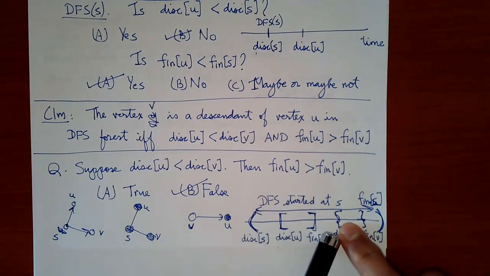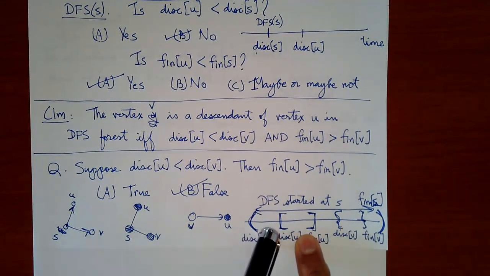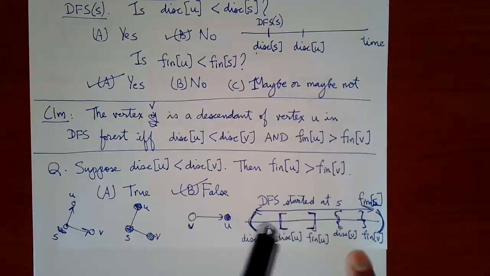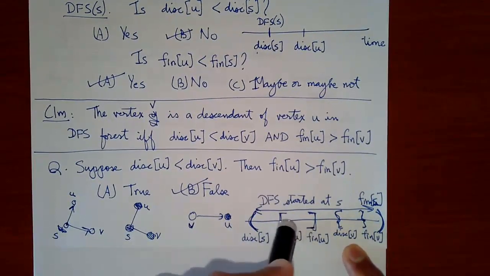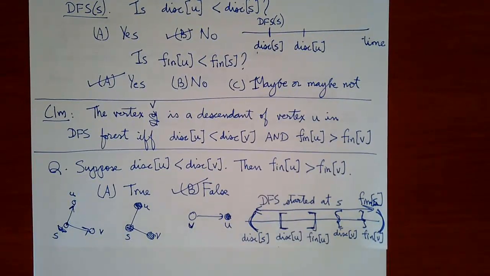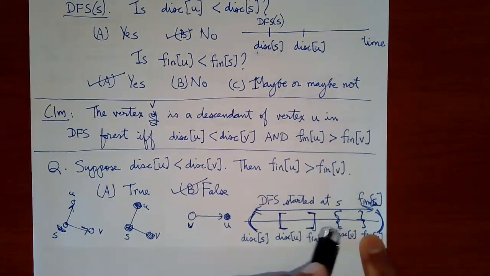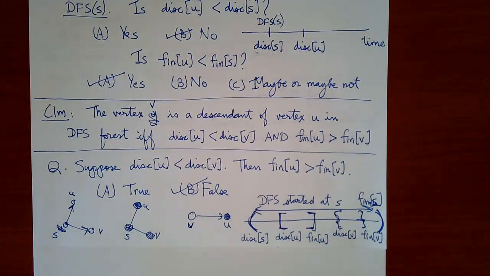The innermost one is like a leaf, because the innermost one, think of it as it was discovered, then it terminated, because there was nothing more for it to do. So if you look at any leaf vertex in the DFS forest, that will look something like this, right? That interval does not contain any other time.